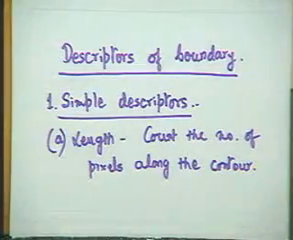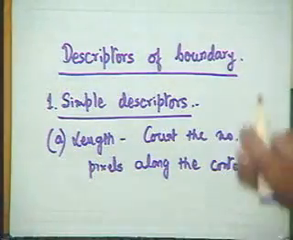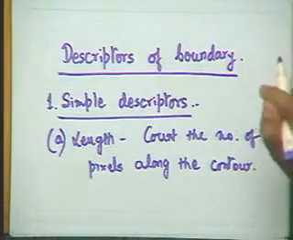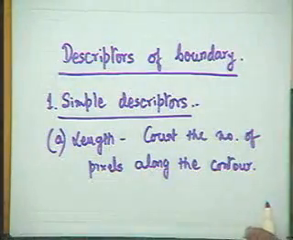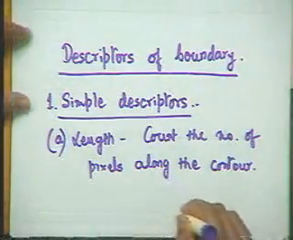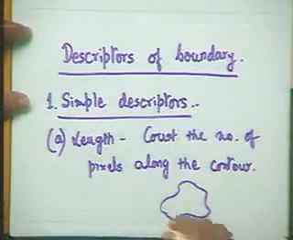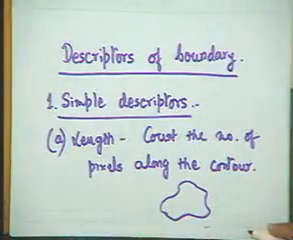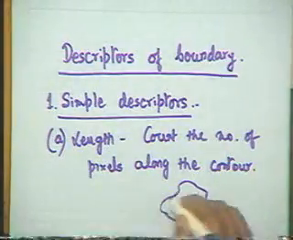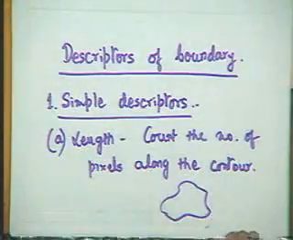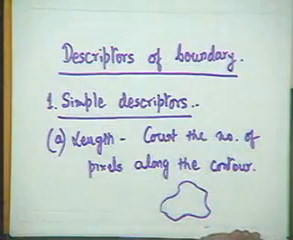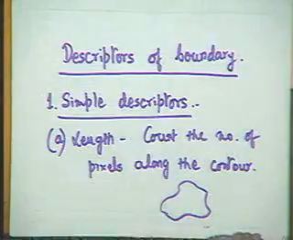Of course, counting the number of pixels along the contour does not give you an idea of the total length, isn't it? Because the boundary will be something like this, and you are only counting how many pixels are there in its boundary. But that is not one and the same as calling it the perimeter of the boundary, isn't it? We cannot describe it in terms of the length. No, it is not the same as the length.